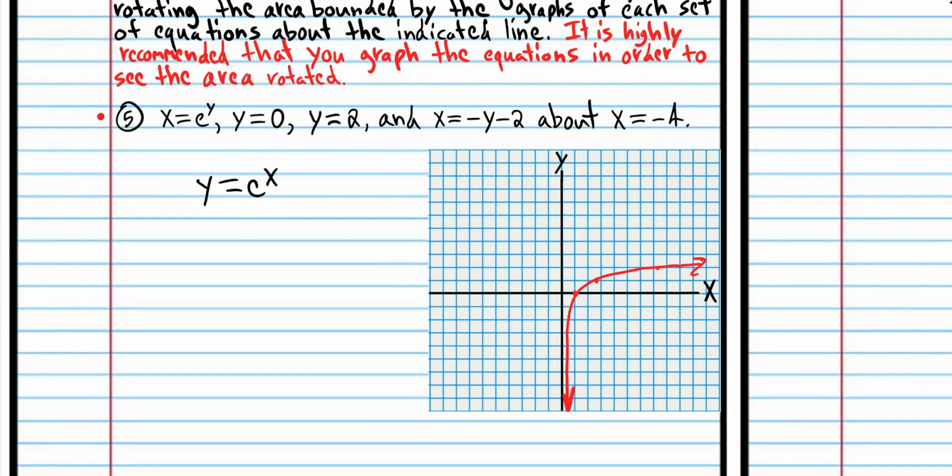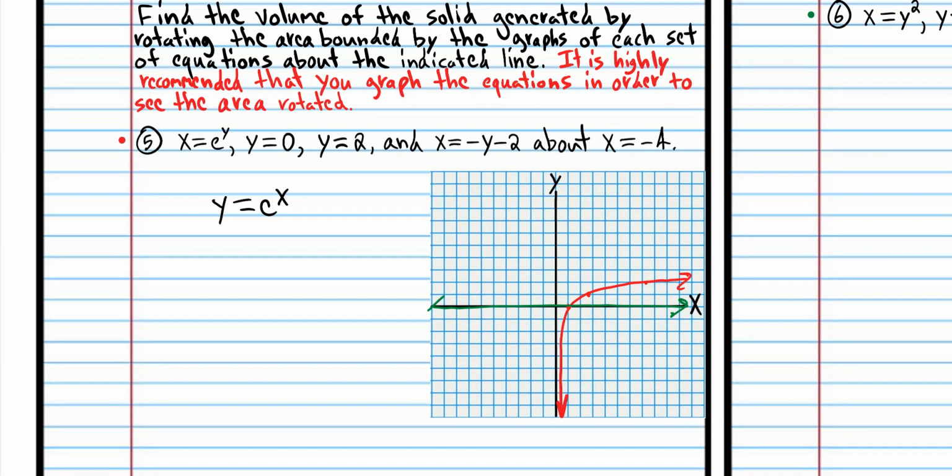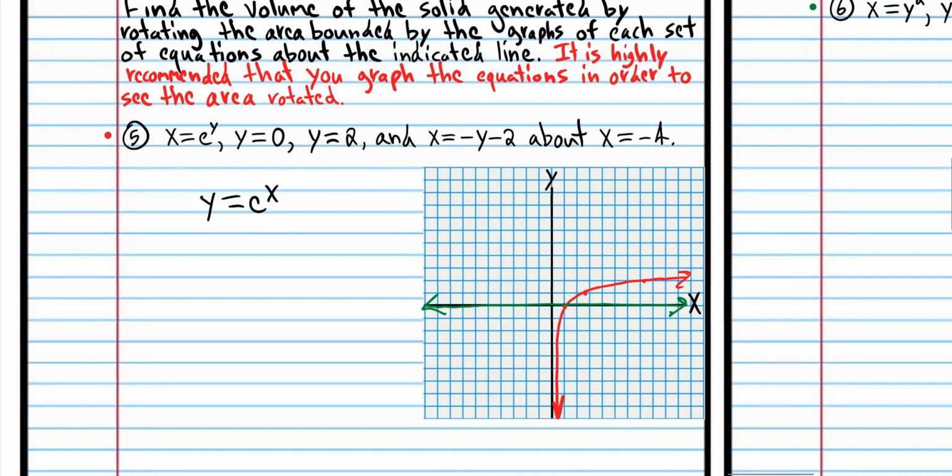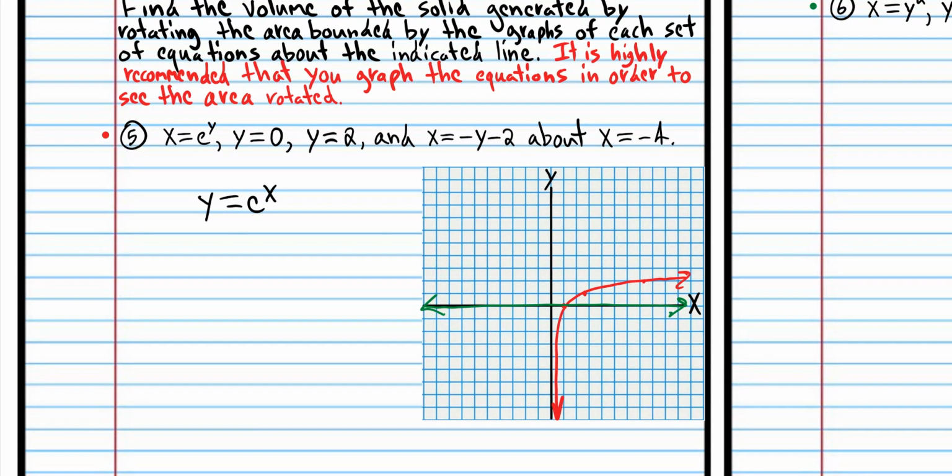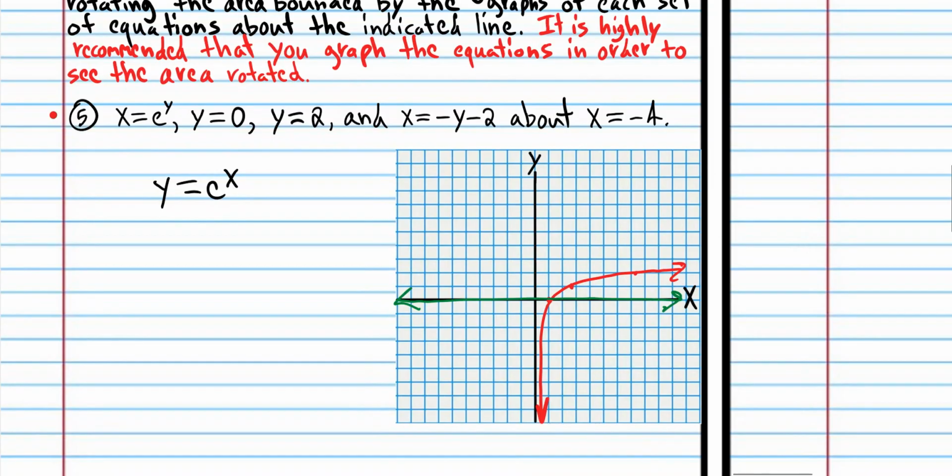Okay, now we need to draw y equals 0. That's that green graph. And y equals 2. That's here.